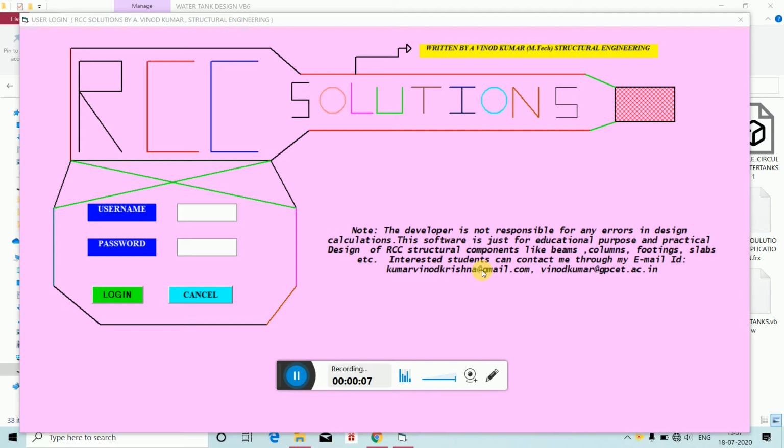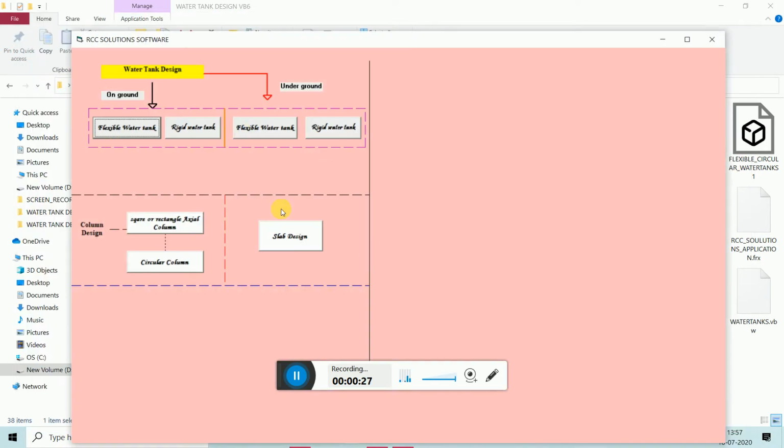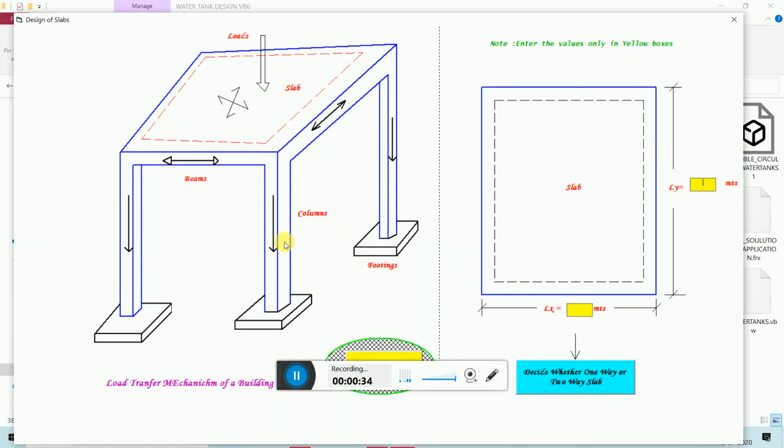In this video, I will discuss some of the updates of RCC solutions. First enter the username, then the password, then login. Congratulations, login successful. Then you can see here, today in this video I will discuss slab design. Click on this slab design.